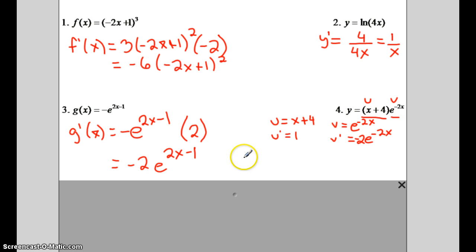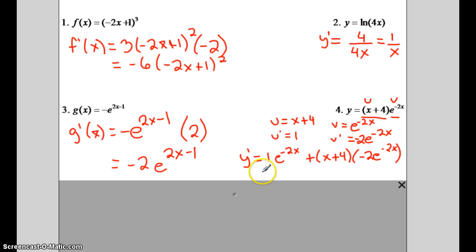Now that I have this set up, in order to find y prime, I have to use my product rule. So u prime starts first, multiplied by v, so that's e to the negative 2x. And then I'm going to add to u, which is x plus 4, and then multiplied by negative 2, e raised to the negative 2x.